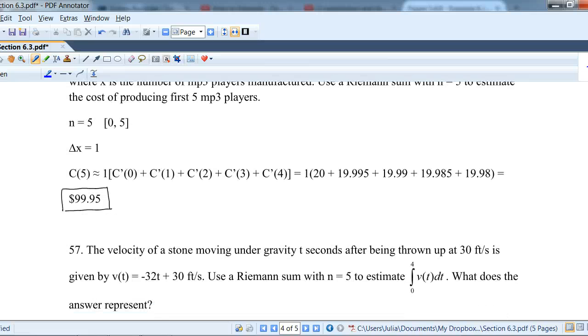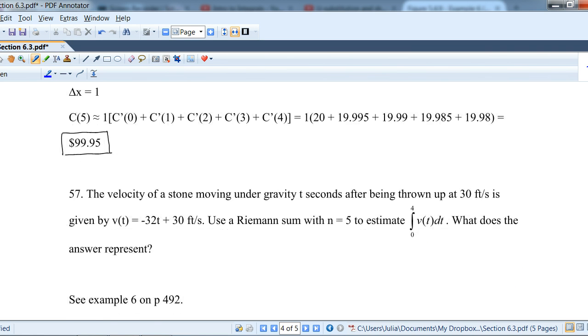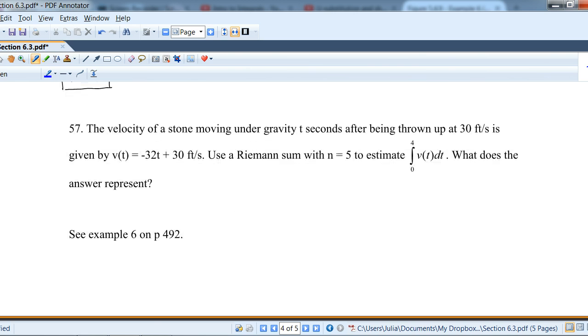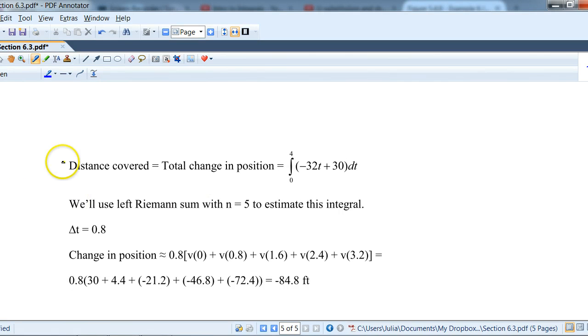And here's one velocity question that is on the homework. So let's take a look at that. Let's say we have a stone that's thrown up at 30 feet per second, and we're given a velocity equation, negative 32t plus 30 feet per second. Use the Riemann sum once again with n equals 5 to estimate the integral from 0 to 4 of v of t dt. What does the answer represent? You can see the example on page 492 in the textbook to help you understand it a little bit better. But basically, the distance covered is equal to the total change in position, which is this integral.